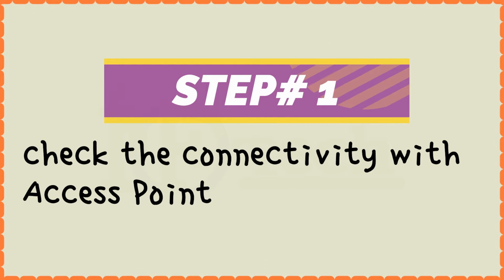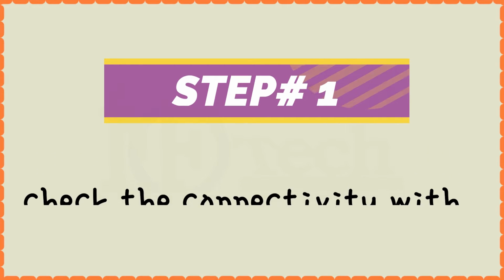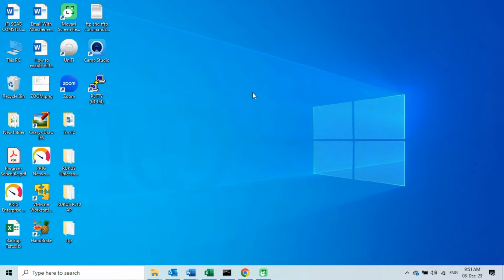Step number 1. Check the connectivity with access point. First of all, we need to make sure of the connectivity with the access point. We need to make sure that the access point is alive and responding well.